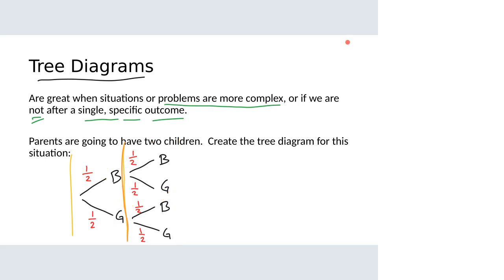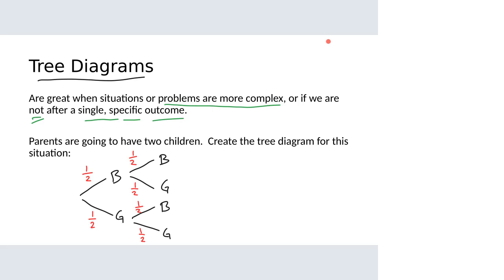And so what we're doing here is we're accounting for every possibility. Here's the first child, and then here is the second child. So this is what our tree diagram looks like for parents having two children. We've made our tree diagram. Do you have any questions about what we've got here, how we built this thing, and what it shows us? Okay, you tell me if you change your mind.